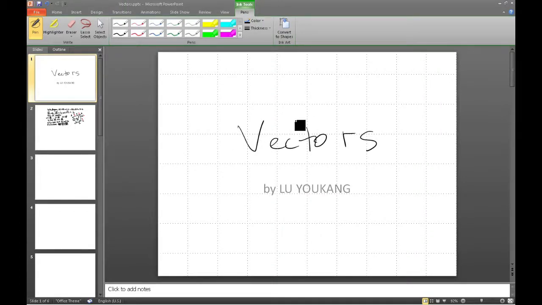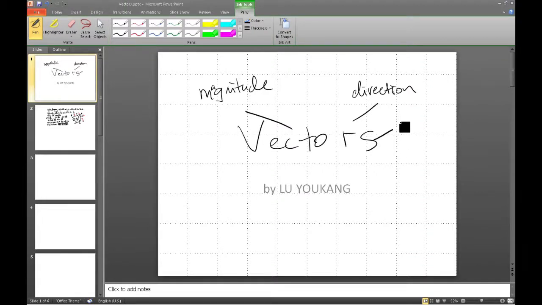Today we are going to learn about vectors. What is a vector? In fact, vectors have both magnitude and direction. You might have learned about vectors in physics. Therefore, some examples of vectors are velocity, acceleration, and force. So these are three examples of vectors.